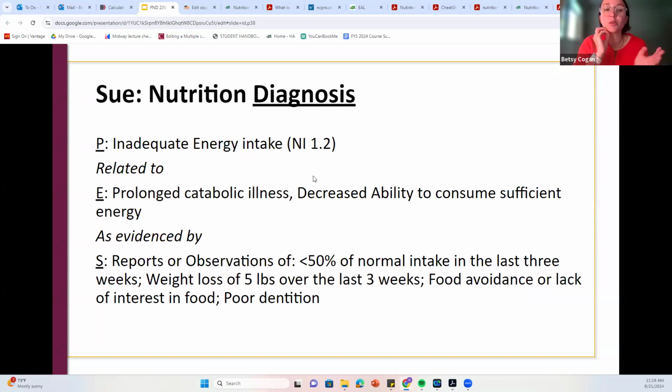And then we use and support our PES statement with our data. So as evidenced by, and then we list our data that we have on Sue. So for Sue, we write reports or observations of less than 50% of normal intake in the last 3 weeks, weight loss of 5 pounds over the last 3 weeks, and food avoidance or loss of interest in food, and poor dentition or oral health. So these are all things that we would collect from the nutrition assessment portion of ADIME, and we would use it for our diagnosis. So that's Sue.